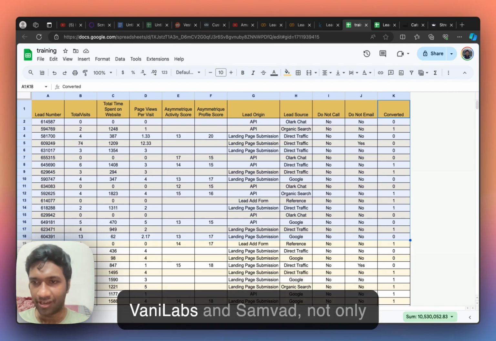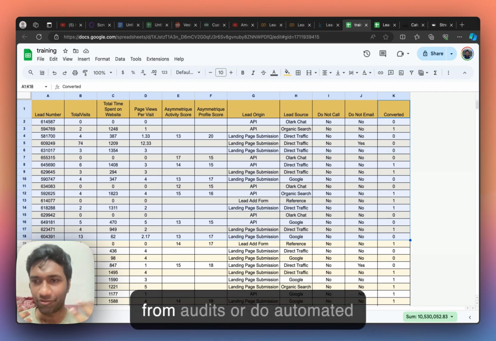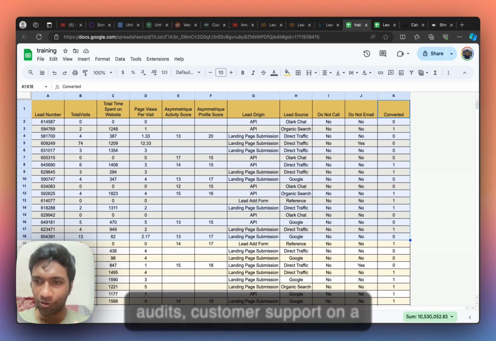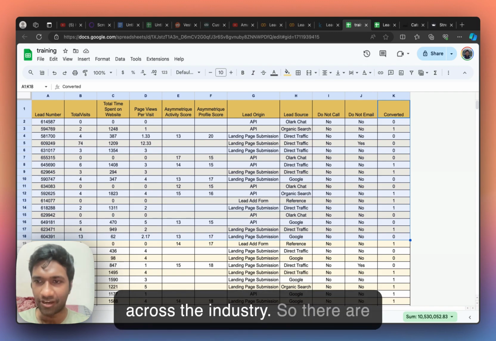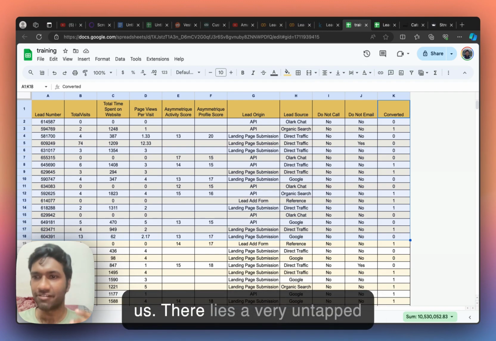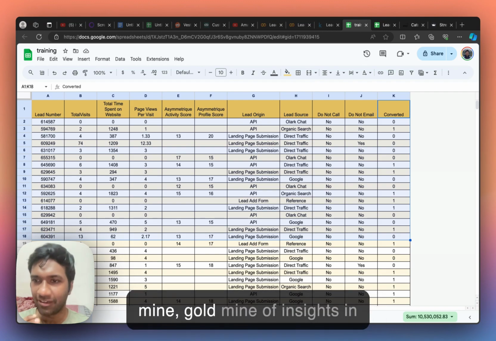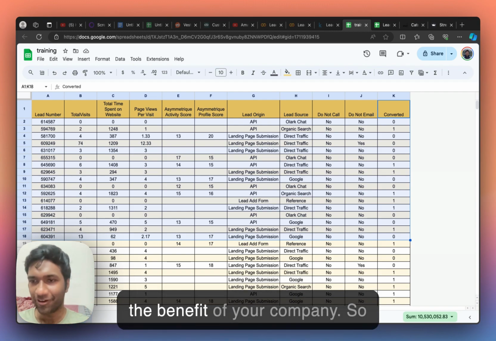So with Vani Labs and Samvad, we want to not only extract information from audits or do automated audits. Customer support as a whole is roughly 5% audited across the industry. There are some unofficial estimates around this. There lies a very untapped gold mine of insights in this data. So we're just asking that you use this data to the benefit of your company.